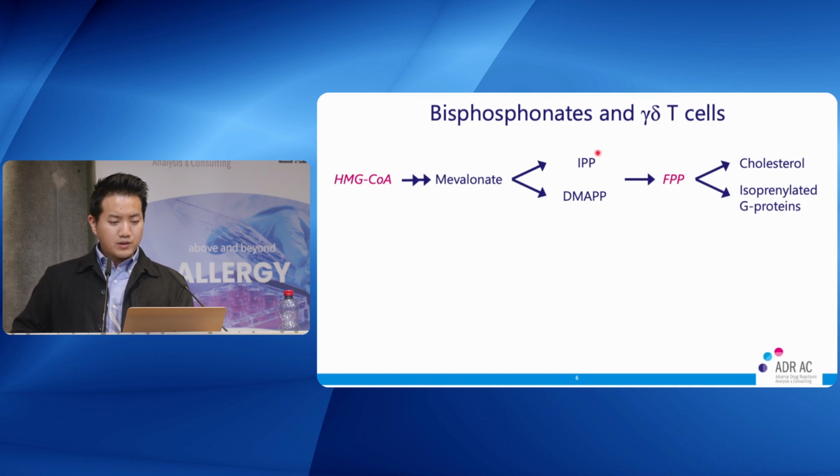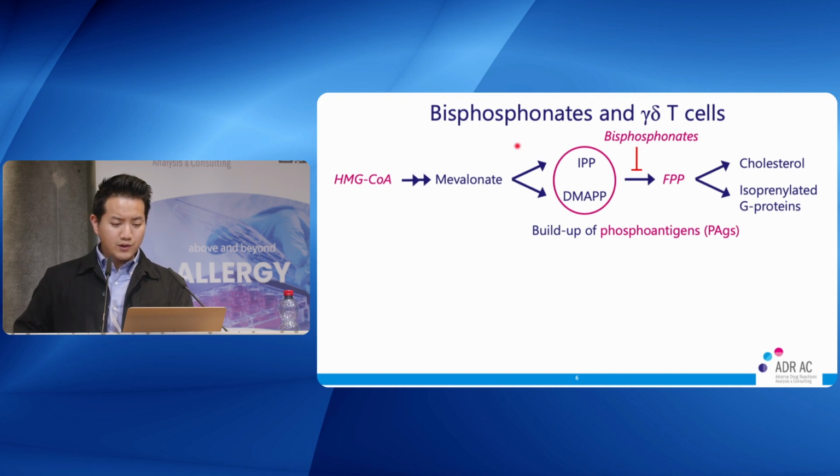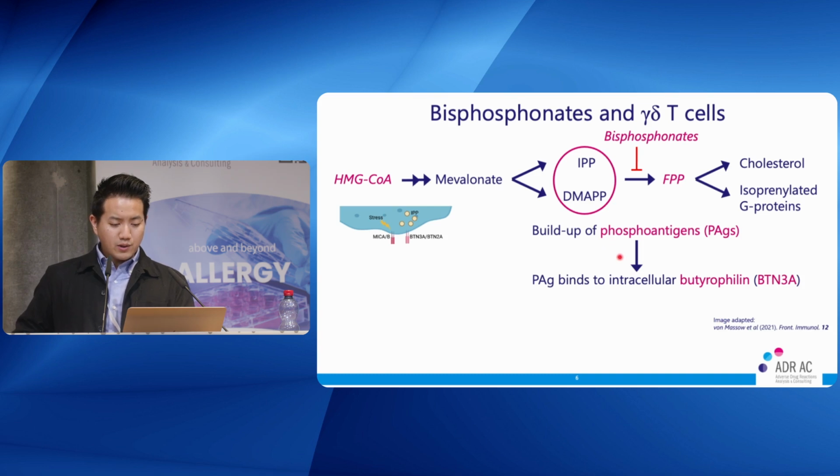So when we have the bisphosphonates, which inhibit the synthesis here, you start to have a build-up of these phosphoantigens, and these phosphoantigens have been shown to bind intracellularly to this butyrophilin molecule that's found on basically all cells. In normal physiological conditions, this is a stress mechanism of the cell to alert of a stress or damage in the cell and target it for being killed.